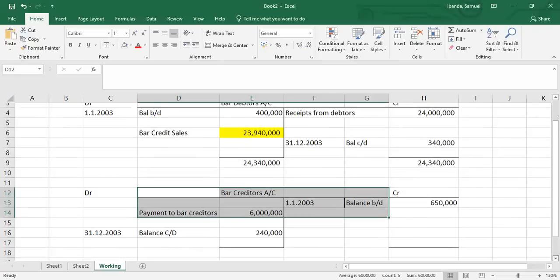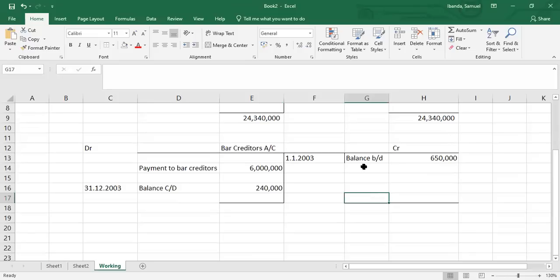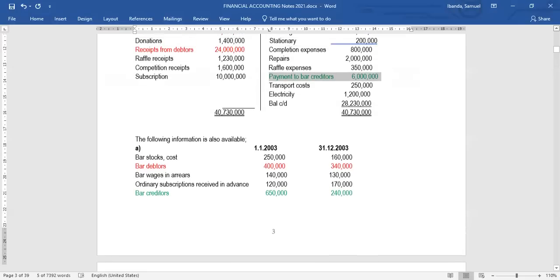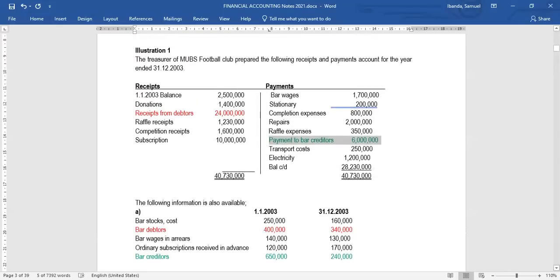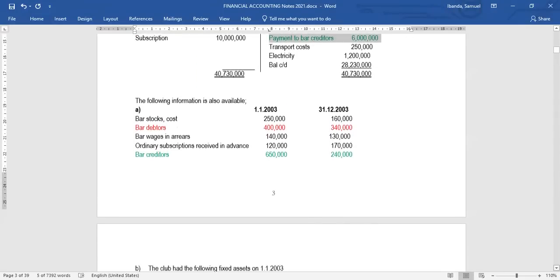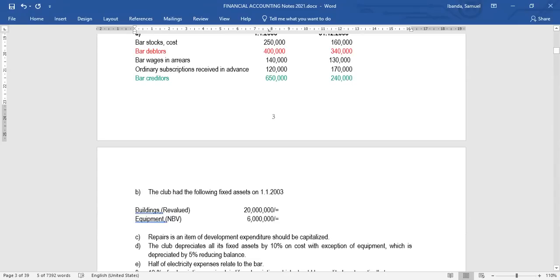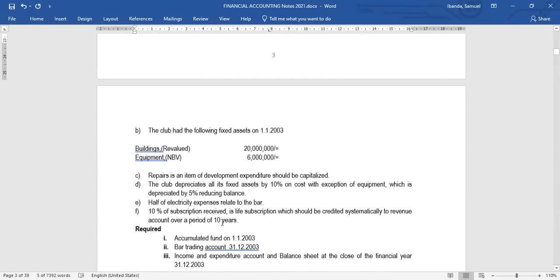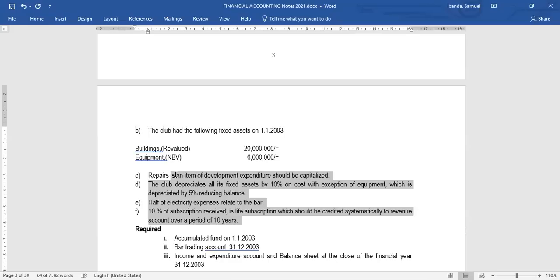So right here, like we've seen, we have a balance brought down, we have a balance carried down, and then we have the payment to creditors. Now ours is to just check and see, do we have any other information that relates to creditors? Okay, we don't have any returns and so on. So that is all that we have. Even when it comes to the additional information here, there's nothing that relates to either creditors or purchases, okay?